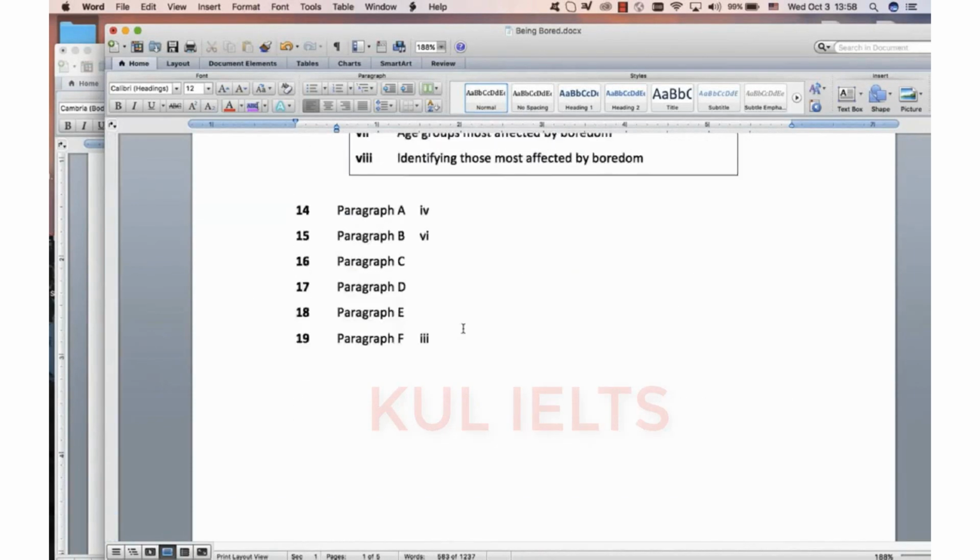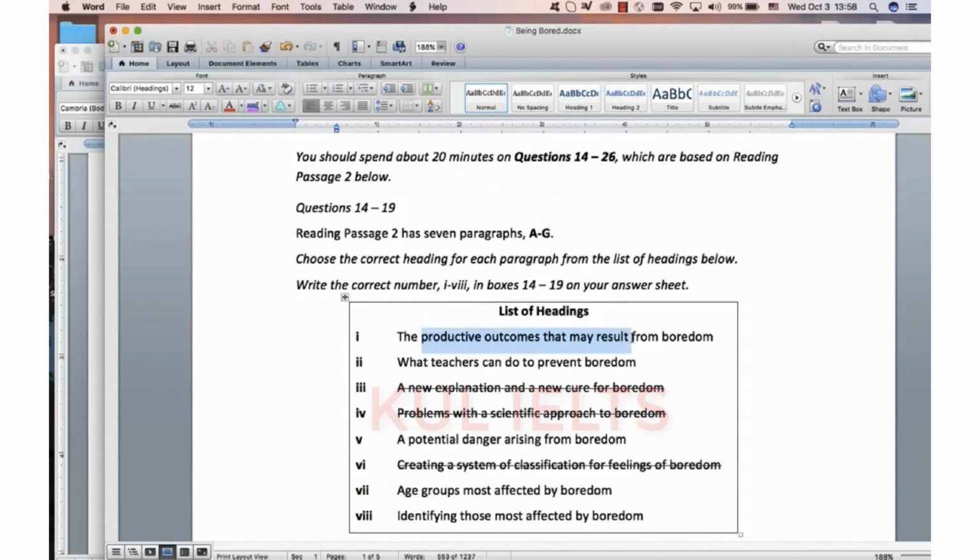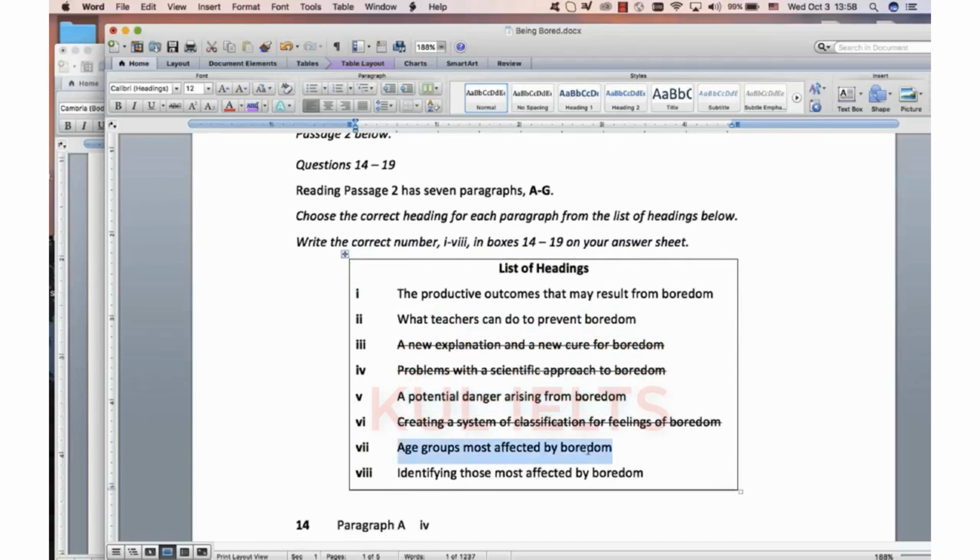Let's look at our headings. The productive outcomes that may result from boredom. Productive is a positive word. It means you produce something. It means it was constructive. Teachers, nothing. Danger, no, that's negative. Age groups, I didn't see. So a quick skim of that should show you that it's a positive paragraph.